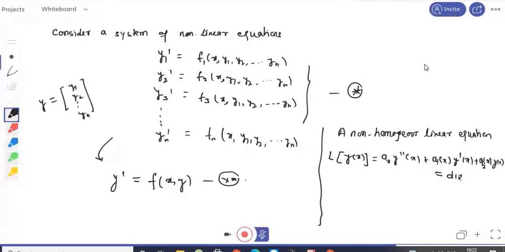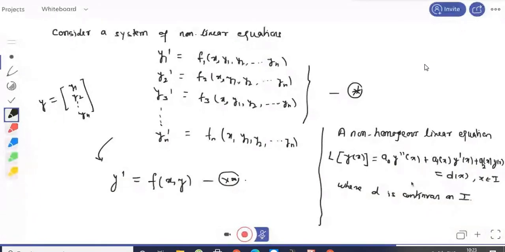Say we consider some d(x), where x belongs to some interval I, which is a subset of R. What is d here? d is any continuous function on that interval I, so d is continuous on that domain I.